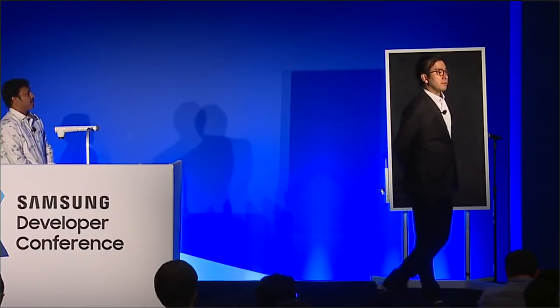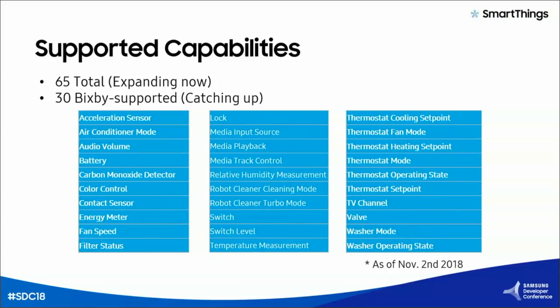So currently in the developer workspace, there are 65 capabilities that your device developer can use. Among these 65, we are currently supporting 30 capabilities. So that there are alternatives for these 30 capabilities.